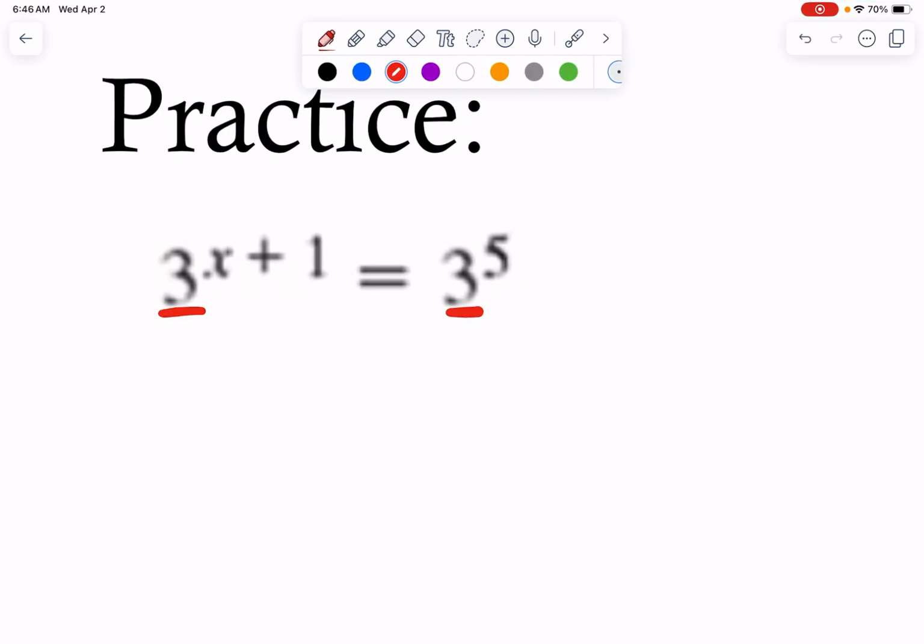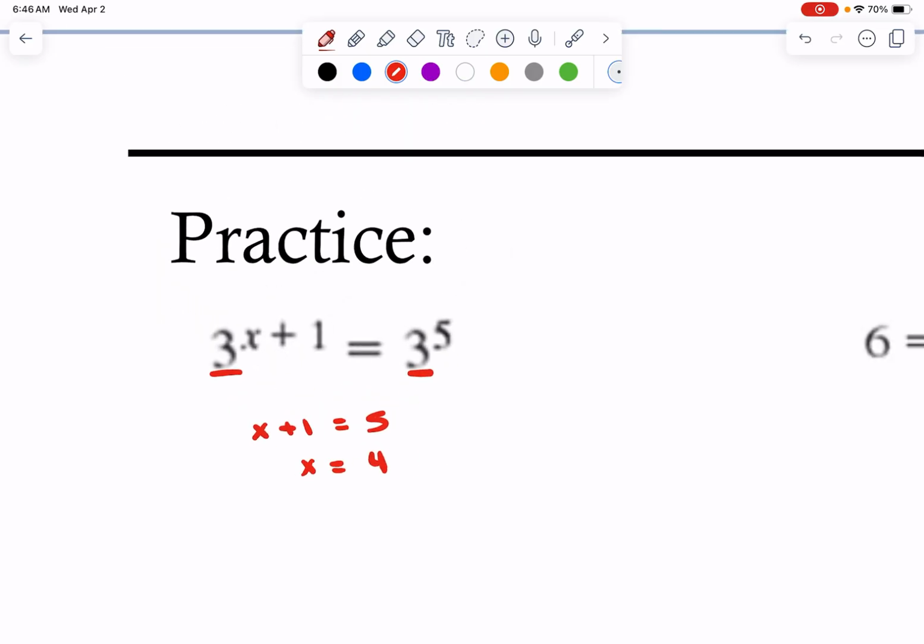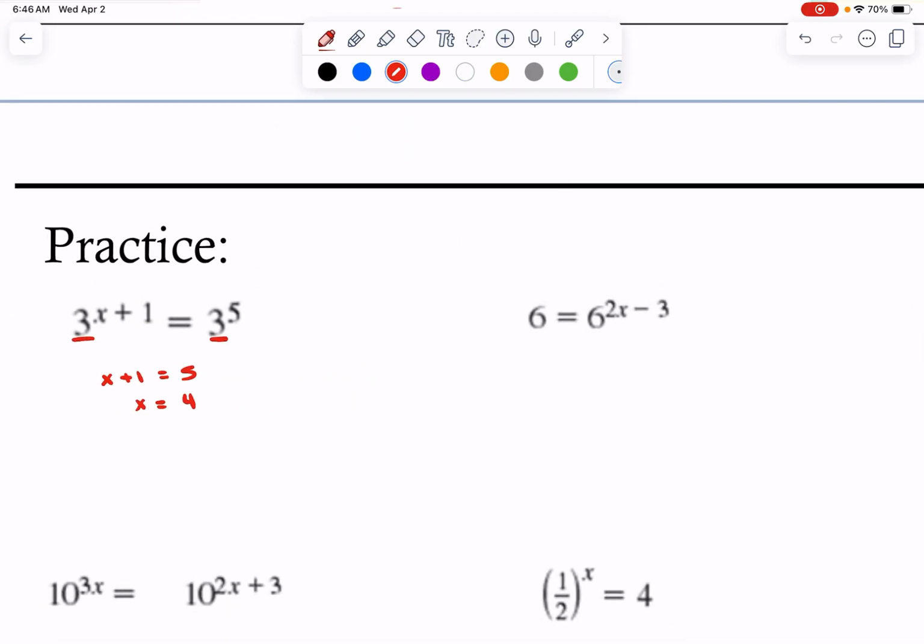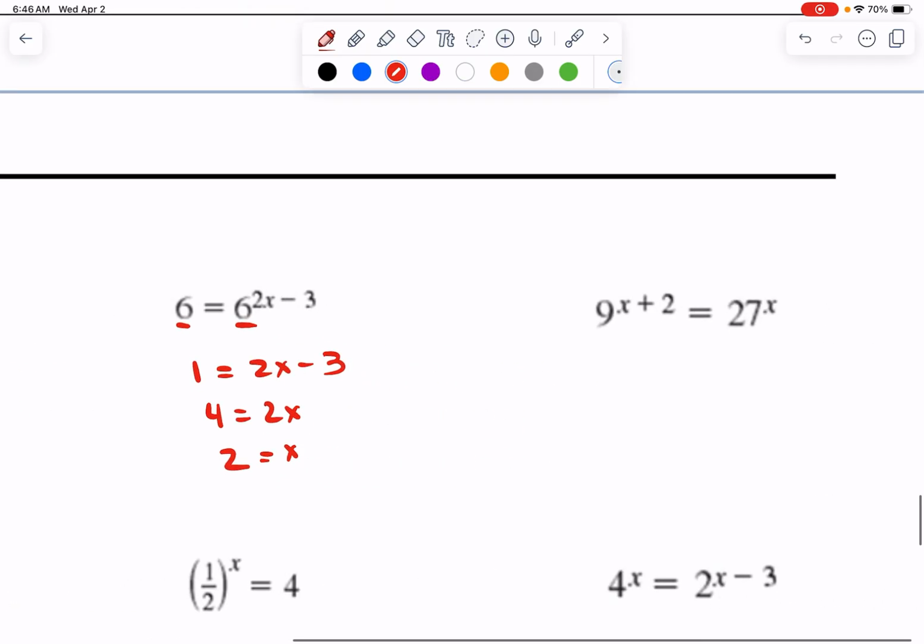Notice here, the 3's are the same, so I can just set the exponents equal to each other, which would be 4 there. Let's look at the next one. The bases here are the same, so 1 is equal to 2x minus 3. I'm going to add 3 and then divide by 2, and that would be your answer. Let's try the next one.